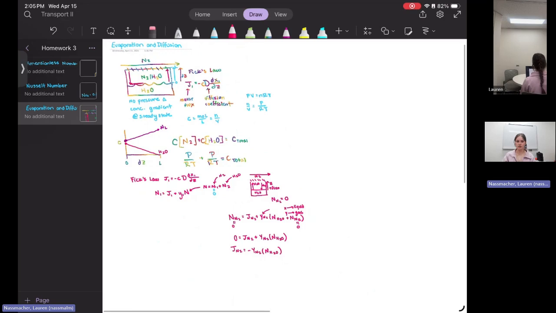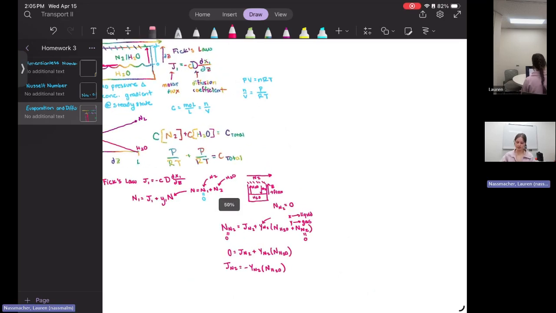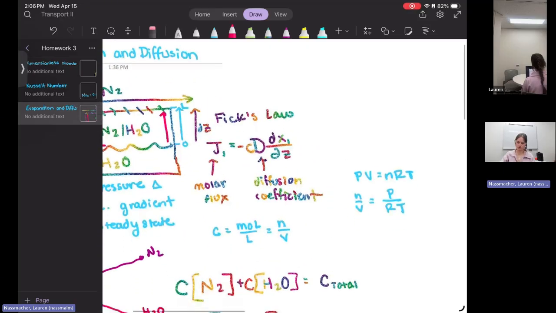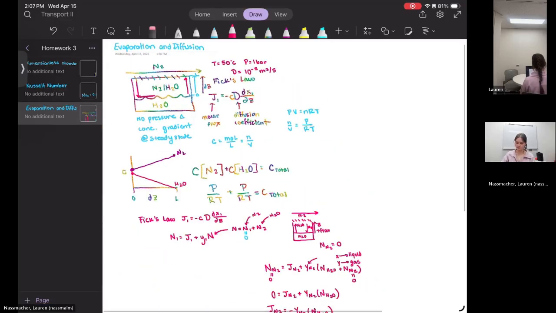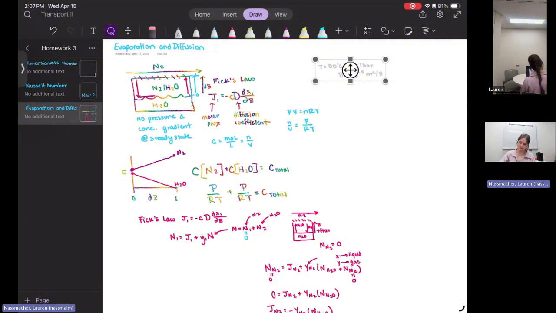Let's put actual numbers to this problem in order to solve it. So let's say that our temperature is equal to 50 degrees Celsius. Our pressure is equal to 1 bar. And our diffusion coefficient is constant for the gas, and it's equal to 10 to the negative 5th meters squared per second. Look at those numbers right there. We'll take them to the side so we can see them even better.